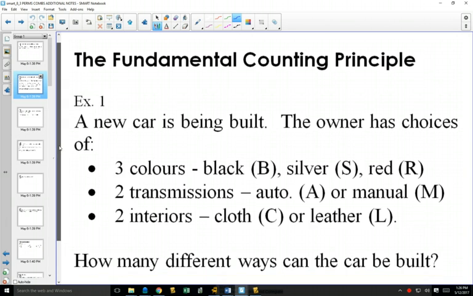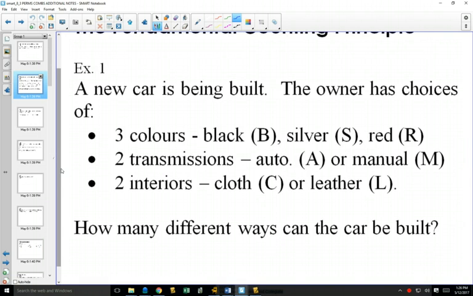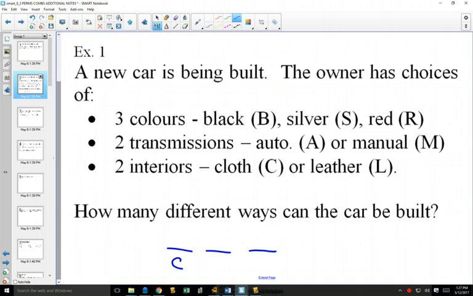Here's an example. A new car is being built. You have these choices. So the fundamental counting principle is based around spaces. And with our spaces, we make a space for every decision we need to make. So in this example, how many decisions need to be made? 3 decisions. What are those decisions? Your color, your transmission, and your interior.